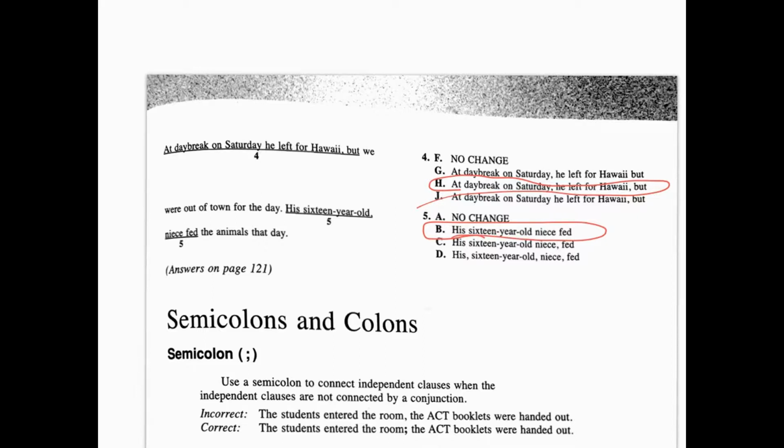Remember we talked about how sometimes if these phrases are descriptive in nature, and that's basically what that is doing. His 16-year-old niece. Just like the example earlier of the bright red car. It's the same idea here. It's more descriptive. You don't need a comma there. Those are the ones that you guys need to pay attention to, because those are tricksters.